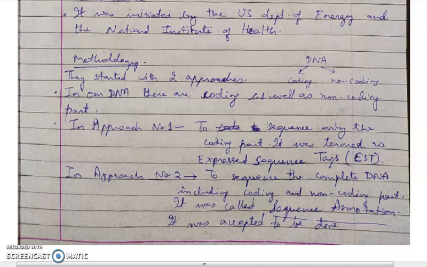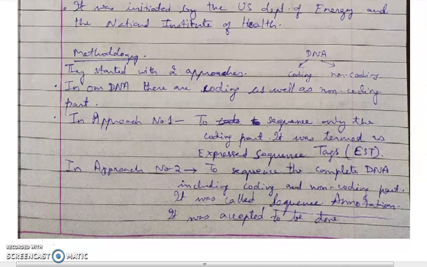In approach number 1, it was said that they would sequence only the coding part, and it was termed expressed sequence tags. In approach number 2, they said that they would sequence the complete DNA, including coding and non-coding parts, and it was called sequence annotation. It was accepted that approach number 2 would be followed.